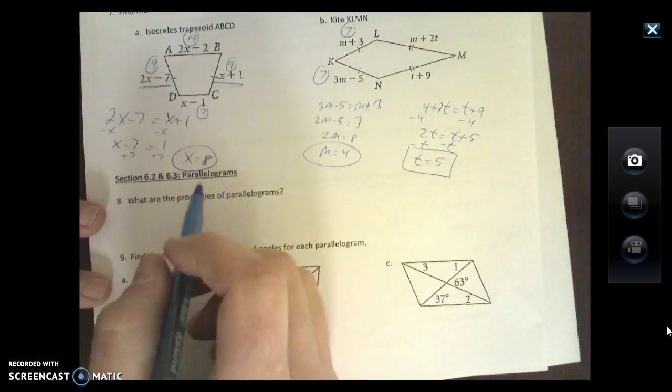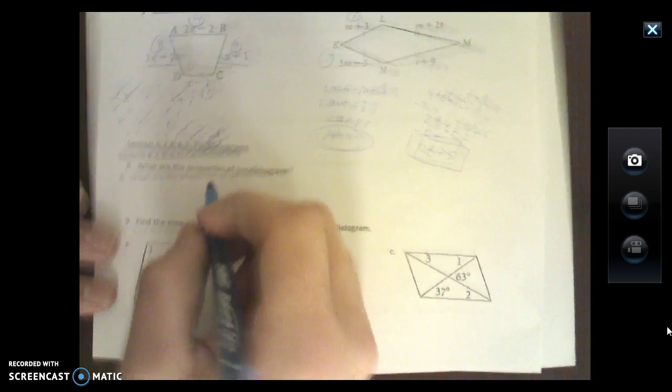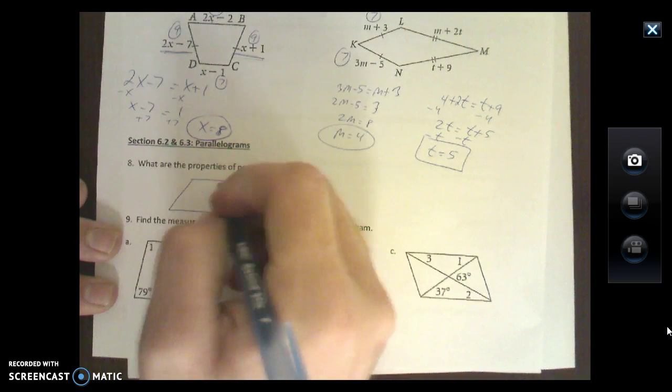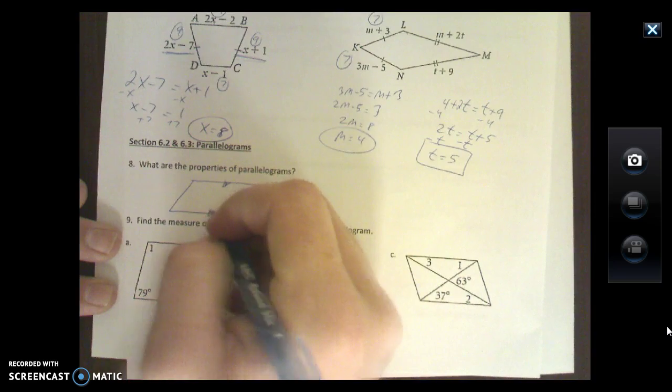Alright. Properties of parallelograms. You guys are looking at opposite sides parallel.